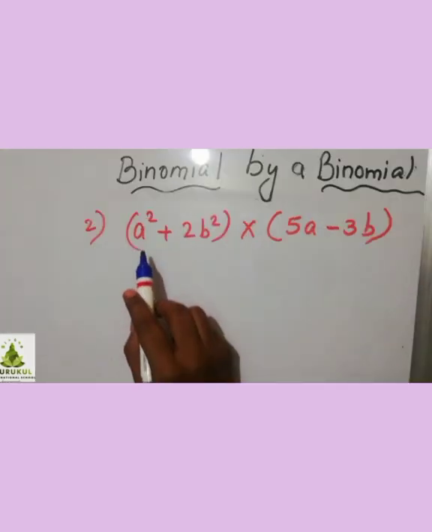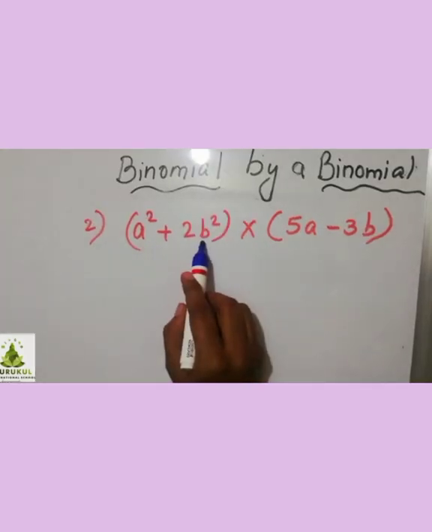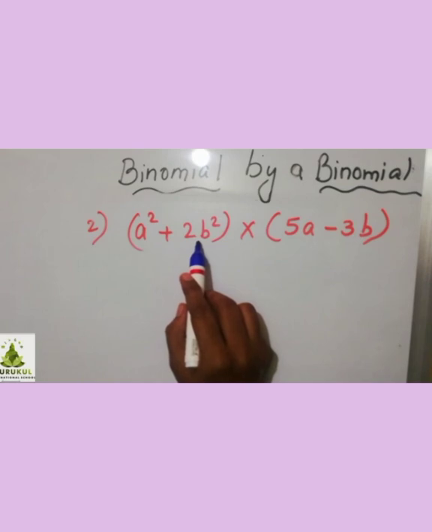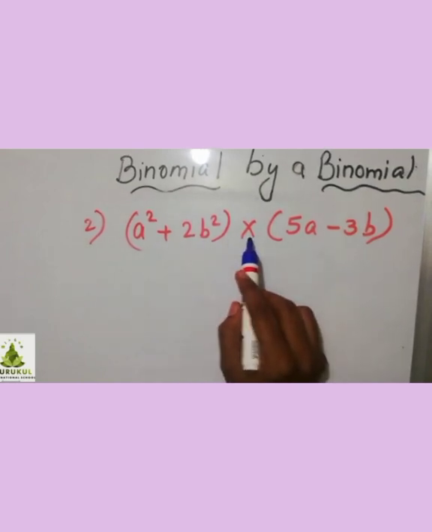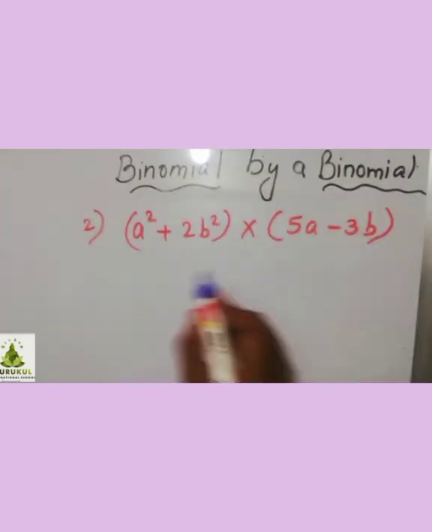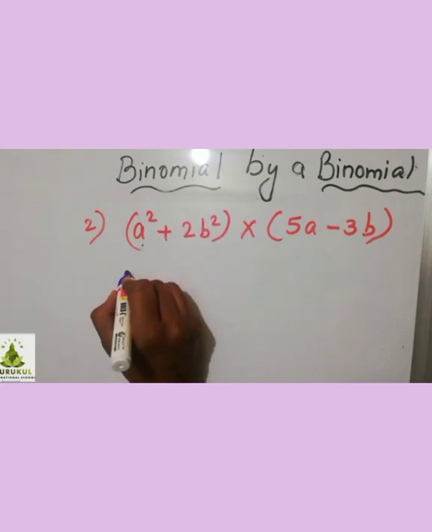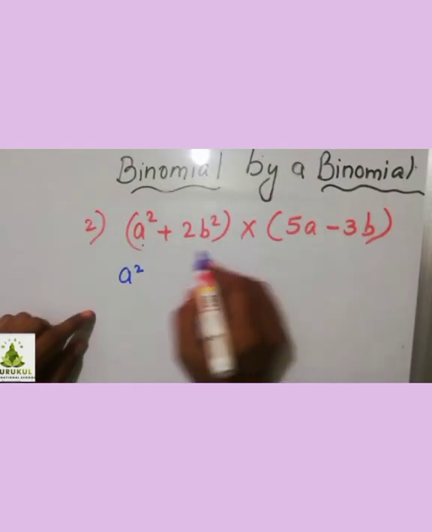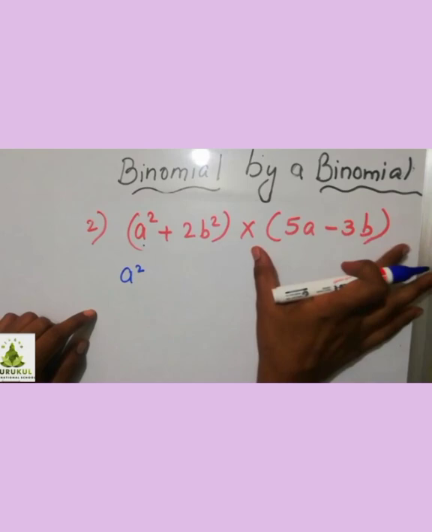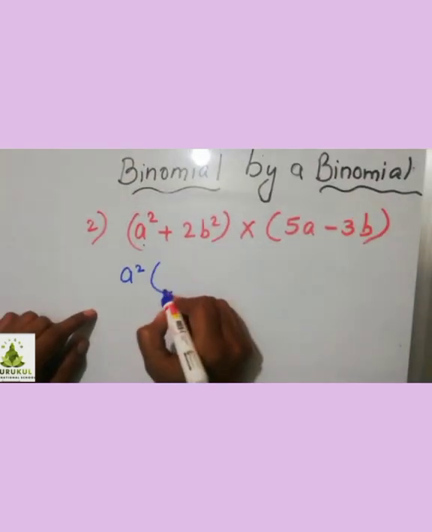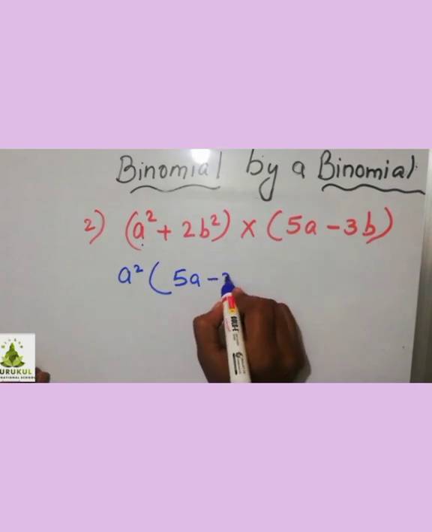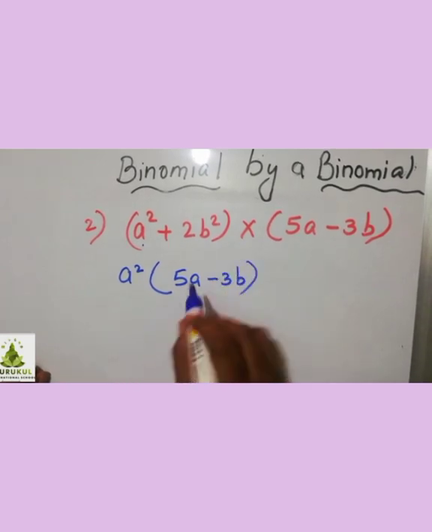Now in the second example, two terms in the first expression, first term, second term. So it is a binomial multiplied by another binomial. How to do? Take the first term a square into this full bracket. You have to take this into bracket, means into 5a minus 3b. Is this clear?